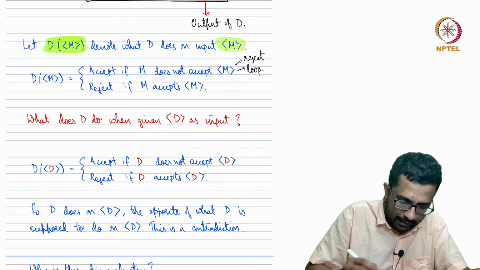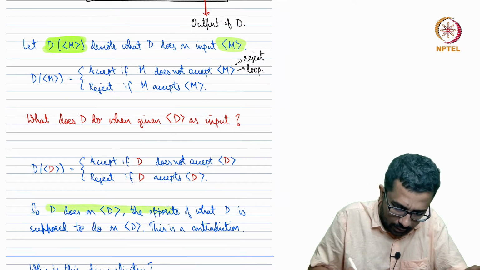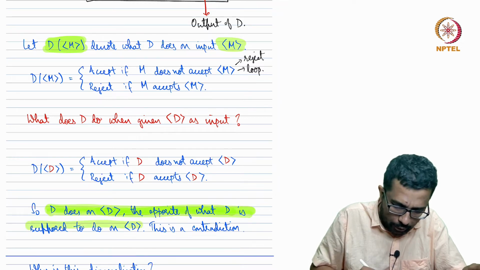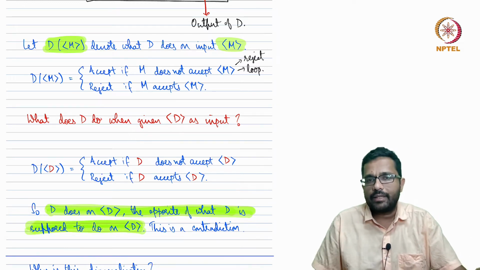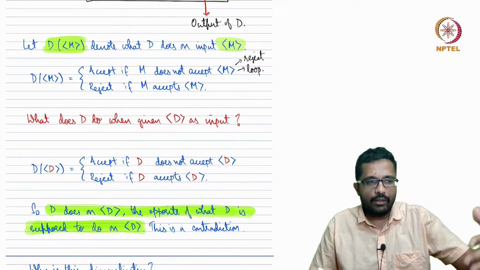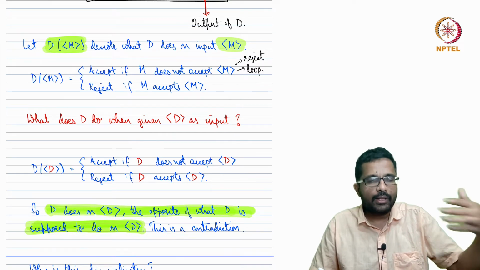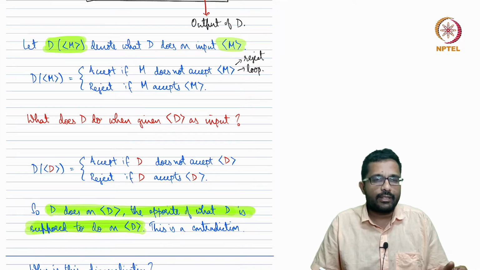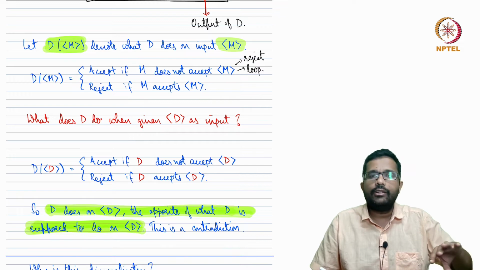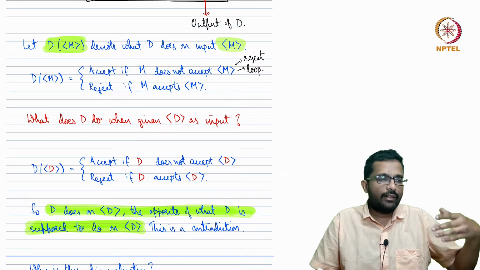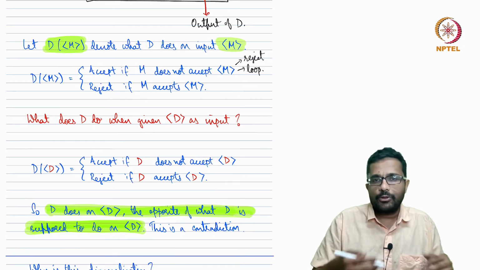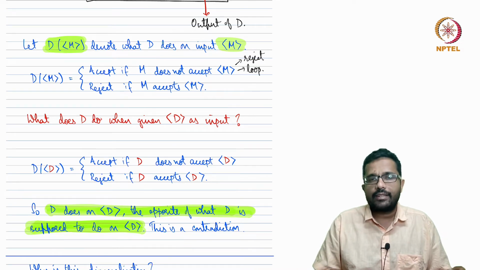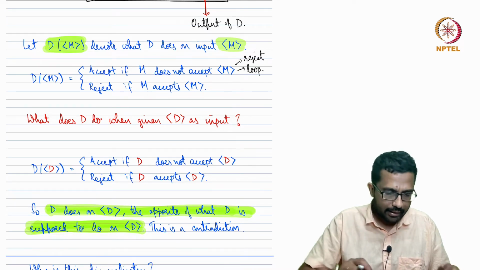So maybe I'll just highlight this part. Whatever D does on its own description as input, D is supposed to do the opposite of that. And that is kind of an absurd statement. D does something when it's given its own description as input, but then we are saying that D should do the opposite. But then we will again say that it should do the opposite of whatever it's doing right now. So that's the contradiction, right?